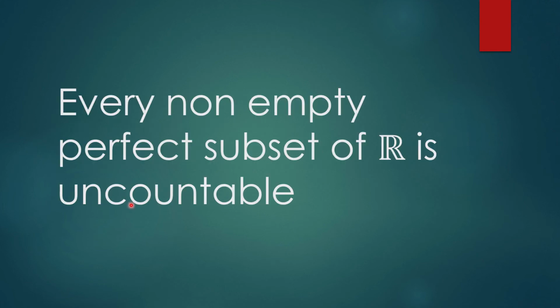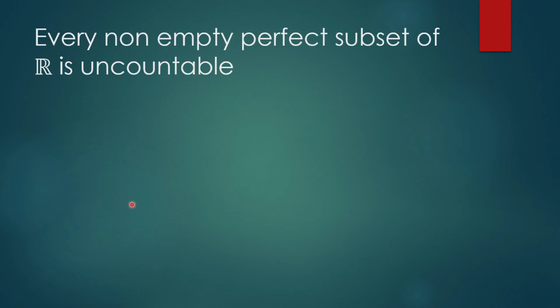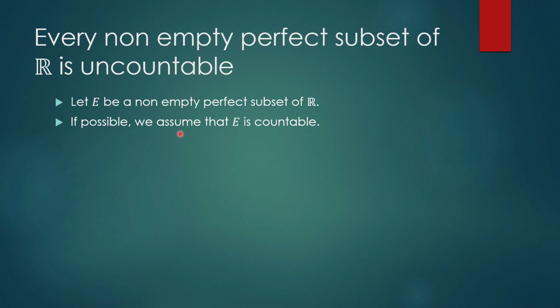Now we are able to prove that the Cantor set is a perfect set. Next, we are going to show that every non-empty perfect subset of R is uncountable. That way, the Cantor set will also be uncountable. So let E be a non-empty perfect subset of R. If possible, we assume that E is countable. That is, by the method of contradiction, we are going to prove it.